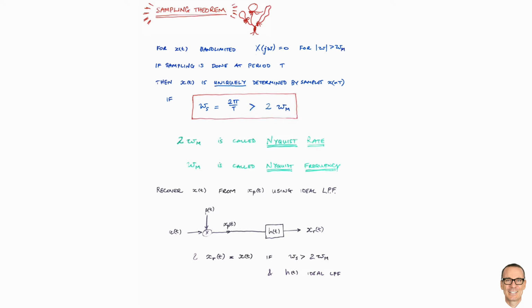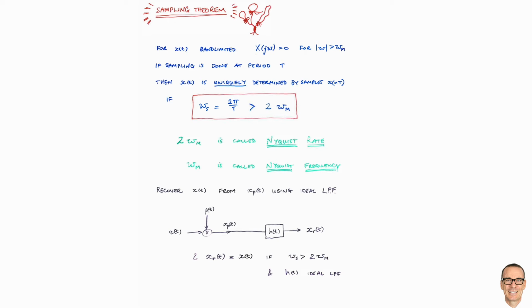And so 2 times omega m is called the Nyquist rate, after Nyquist, who came up with this theory. And omega m is called the Nyquist frequency. So that's an important distinction. It's often confused, the Nyquist rate and the Nyquist frequency. One of them is the frequency, which is the highest frequency component of your signal, and the other one is the rate at which you need to sample.